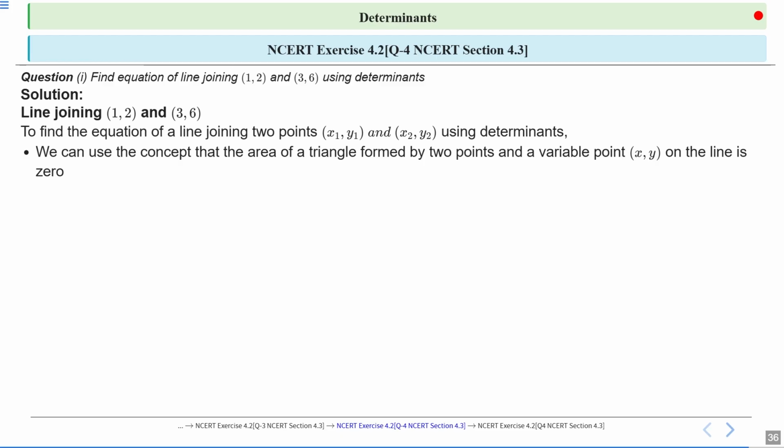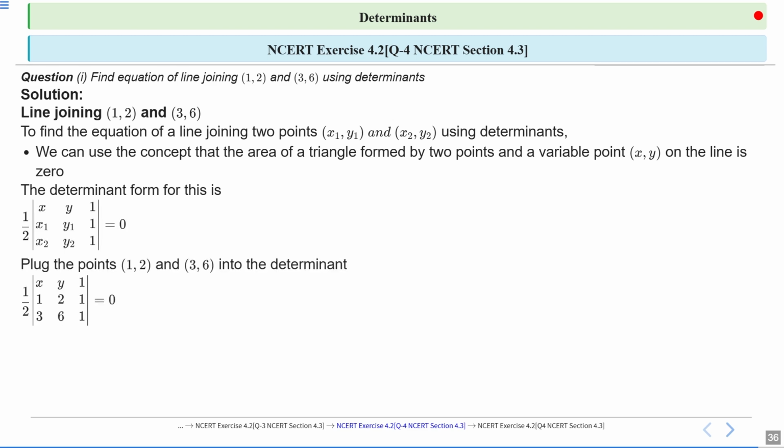the concept that the area of the triangle formed by 2 points and a variable point (x, y) on the line is 0. Because if 3 points are on the same line, that means they are collinear. So using the concept that for collinear points the area of the triangle formed by these 3 points is 0, the formula is 1/2 times the determinant x y 1, x1 y1 1, x2 y2 1 equal to 0. We take one point (x, y) on the same line and use the concept of collinearity so that we can get the equation of this line.